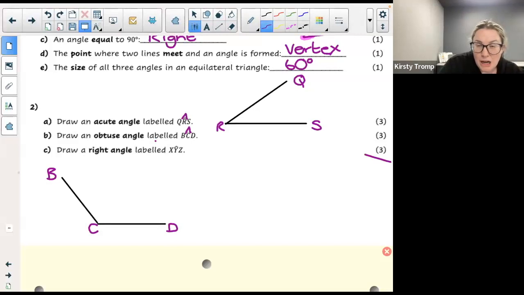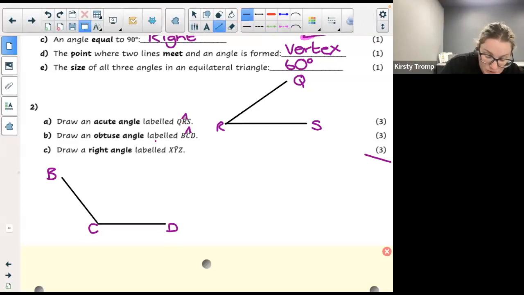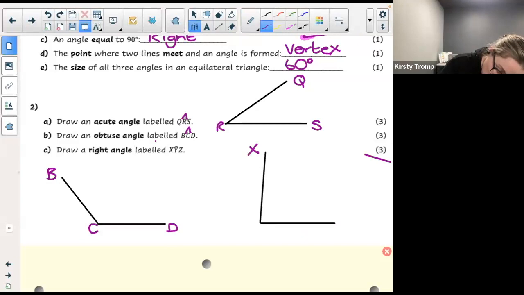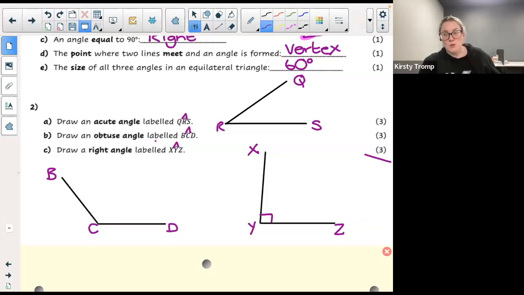And finally, my last angle says draw a right angle and label it XYZ. So I'm going to draw a line. And I'm going to draw a line going straight up. And I'm going to label that one X, and where the vertex is, Y and Z. And because this one is 90 degrees, I'm going to draw a little square in there.